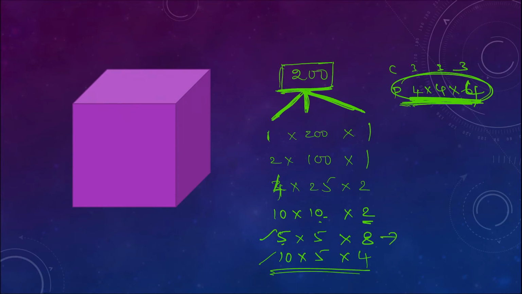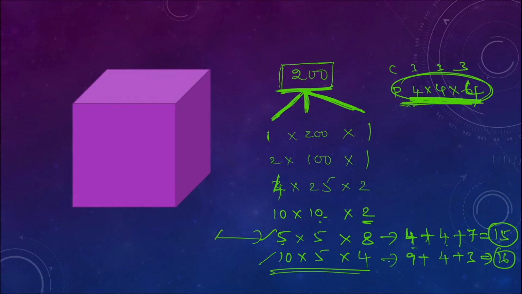So we'll see that. Here the number of cuts are 4 plus 4 plus 7, that is 15 cuts. Here in this case 9 plus 4 plus 3, so 16. So here 15, here 16 number of cuts. So 15 is the minimum only. This is the minimum number of cuts.